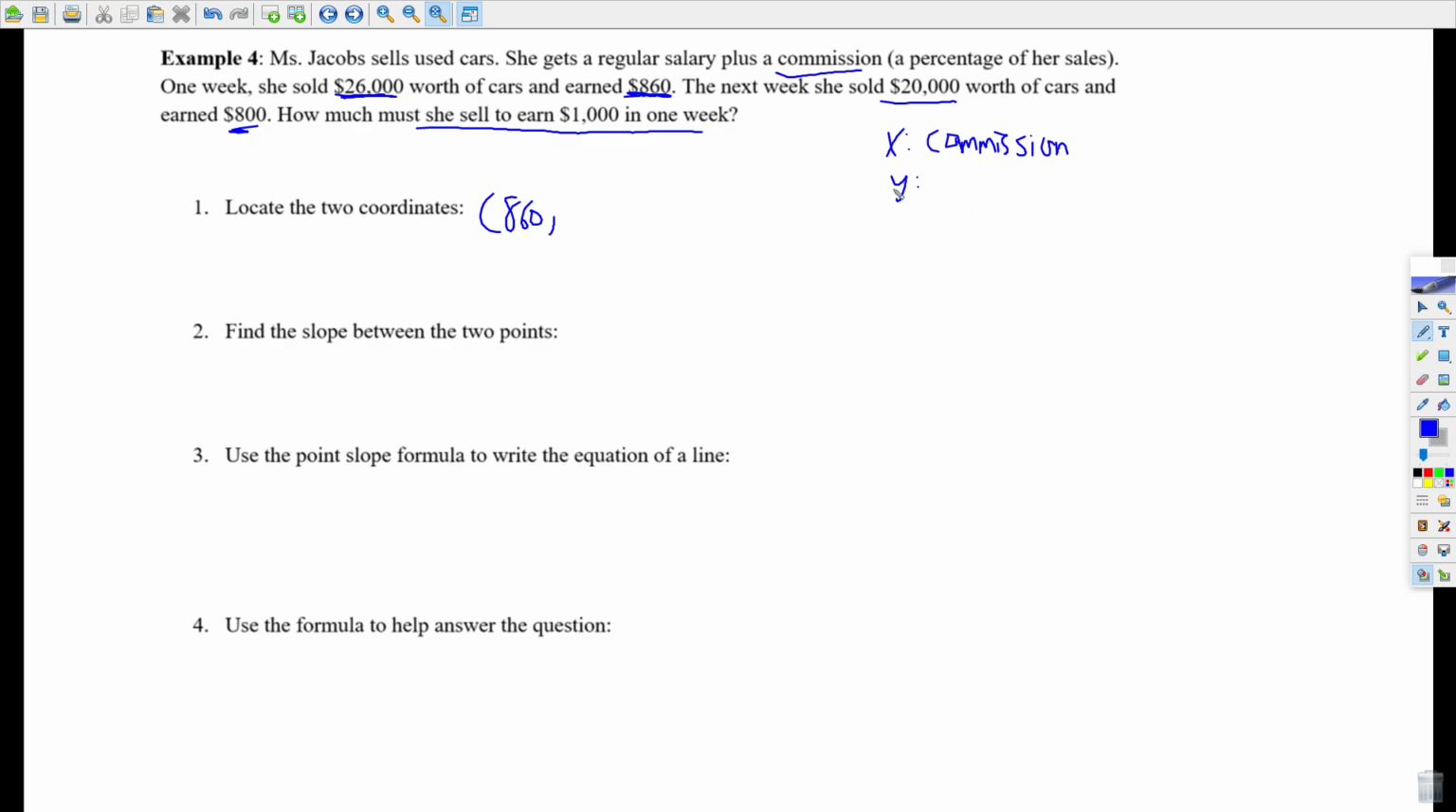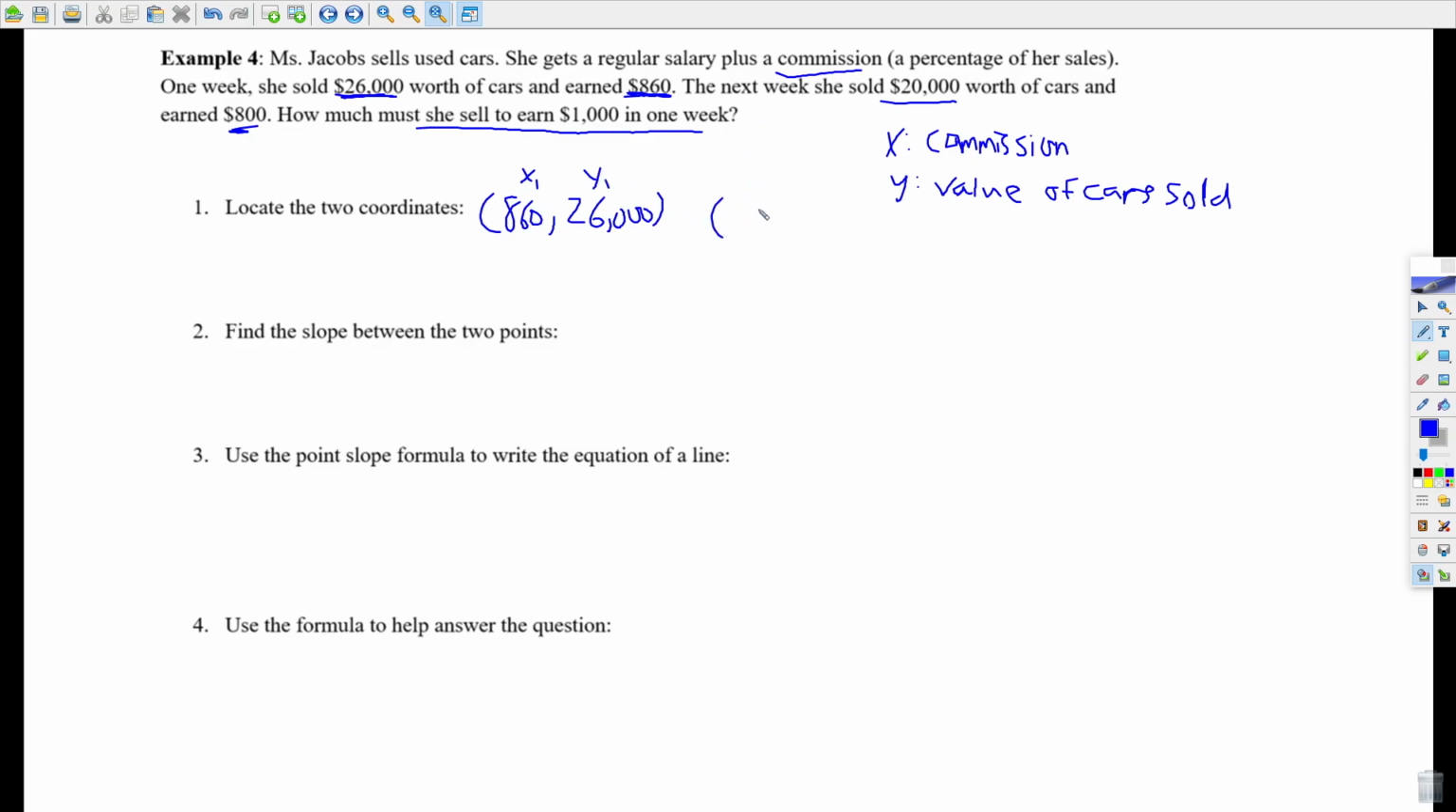And then Y, how do you want to say that? She sold $26,000 worth of cars. How about value of vehicles? Value of cars. I'll even add value of cars sold. This is really jumpy for me today. It's not working out so well. Sold. Okay. So 860 is the commission, comma, the value that she sold was 26,000. That's your like X1, Y1.